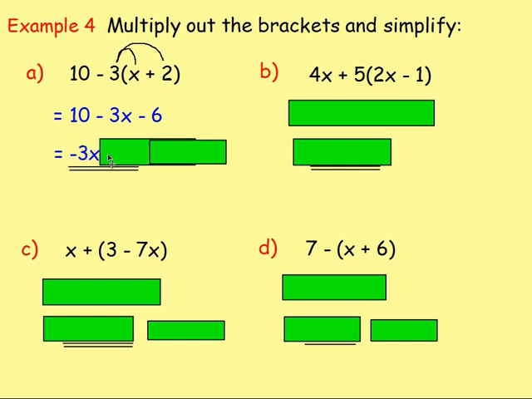Negative 3x. Good. And number-wise? Oh, I've got 10 take away 6, which is 4. Positive 4 or negative 4? 10 take away 6 is positive 4. Good. It's positive 4, so that's what you would have.